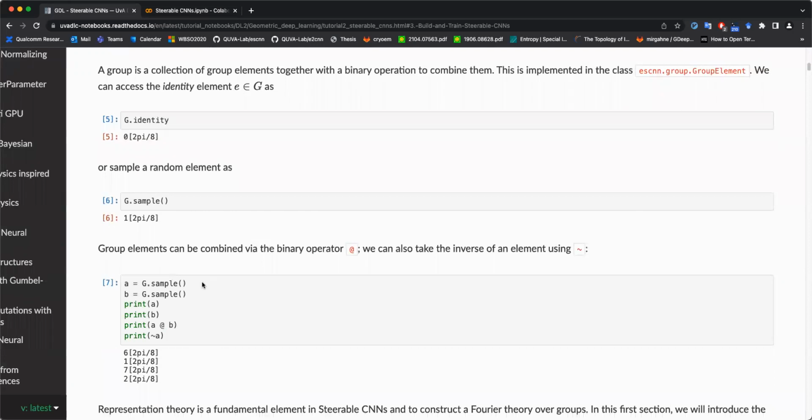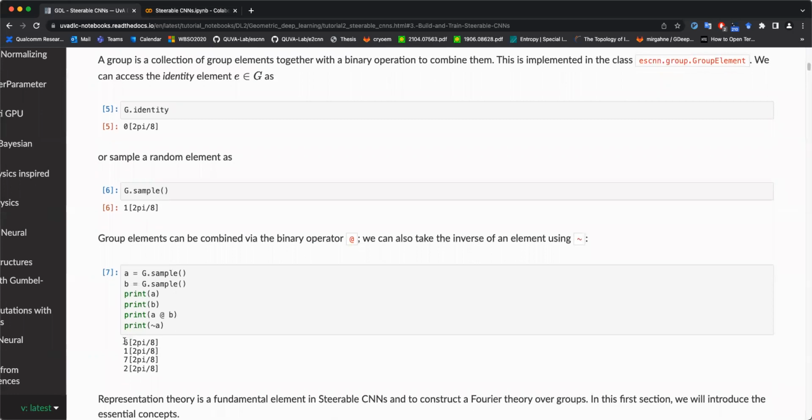But we can also combine group elements as you would normally do. So we can multiply group elements to find a new group element. We can take an inverse of a group element to obtain a new group element. So for example, if we generate 2 random rotations, one by 6 times 2 pi over 8 and one by just 2 pi over 8, we can combine them to get a rotation by 7 times 2 pi over 8, or take the inverse.